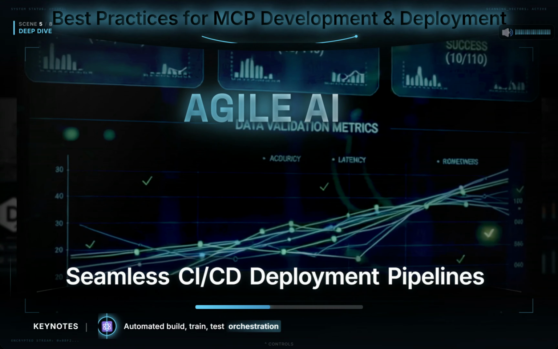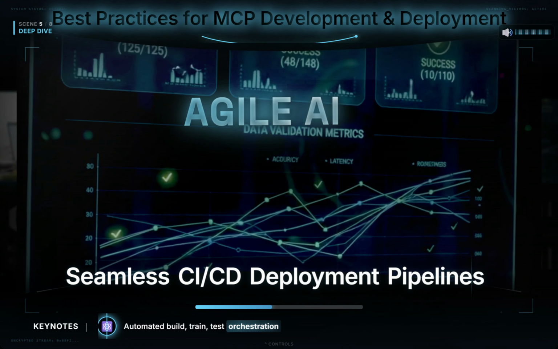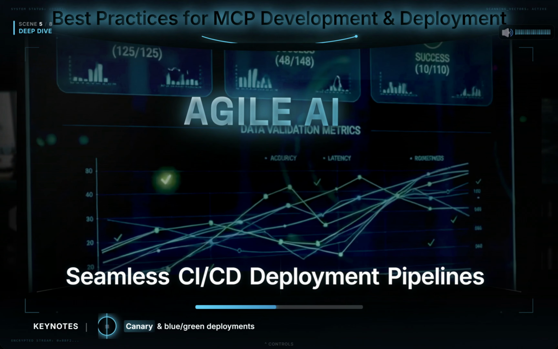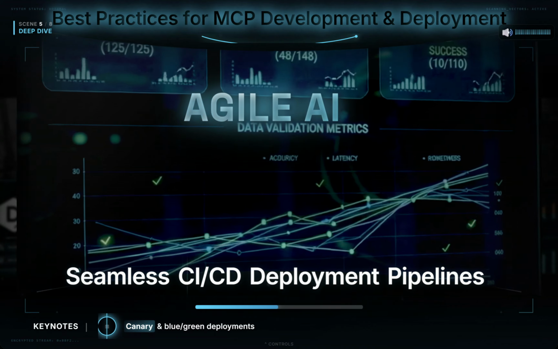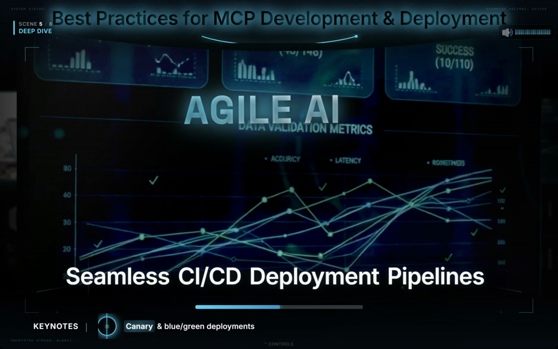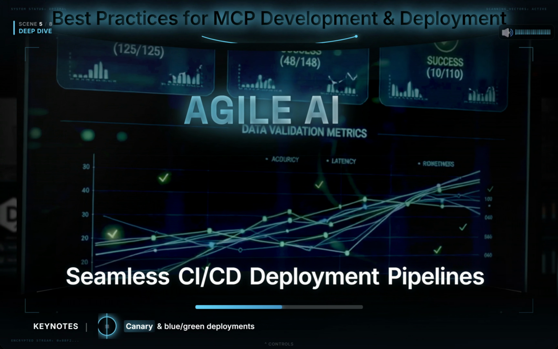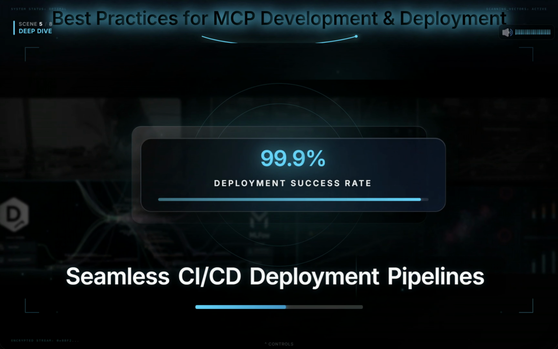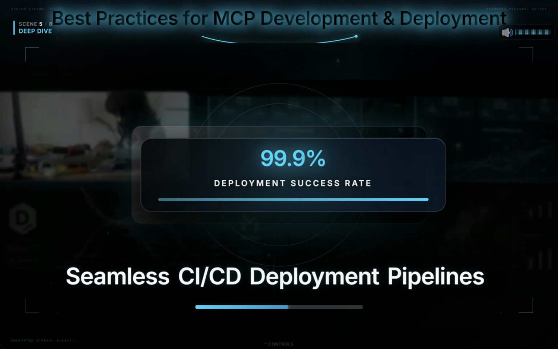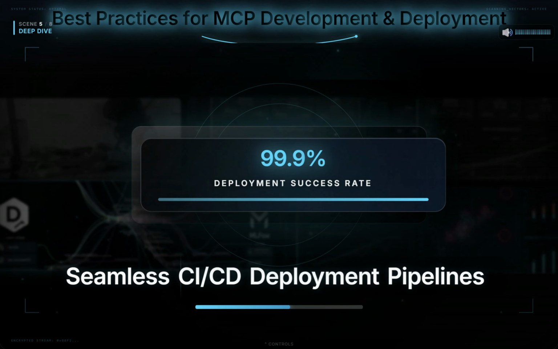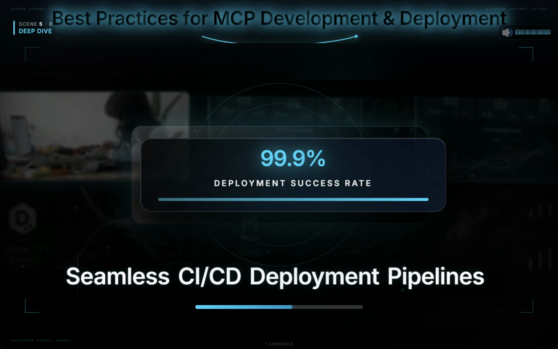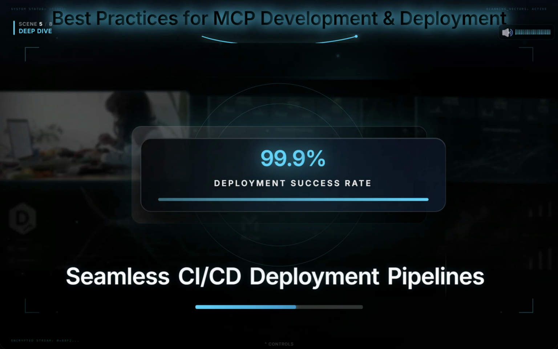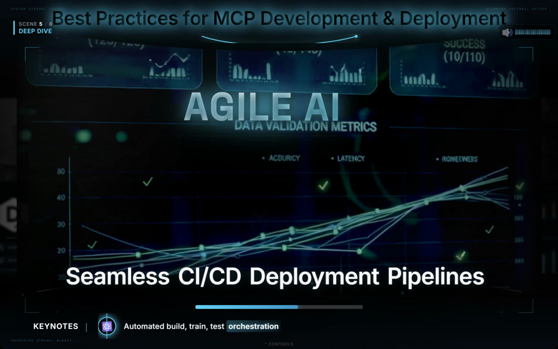Moving to production, seamless CI/CD deployment pipelines are paramount. MCP simplifies orchestrating automated build, train, and test cycles. Deploy models confidently using advanced strategies like canary or blue/green deployments for zero downtime transitions. These MCP-supported practices include rollback mechanisms, giving you a safety net for production-grade AI. In real systems, this shows up when a critical model update needs to go live without any downtime or performance degradation. MCP automates orchestration from artifact management to infrastructure.